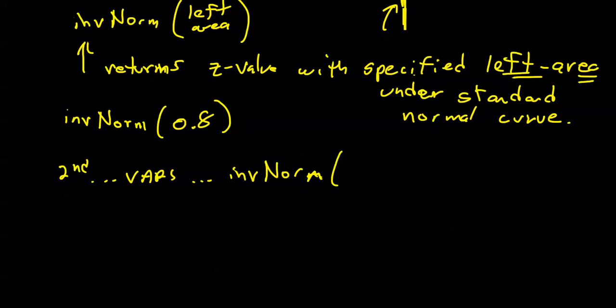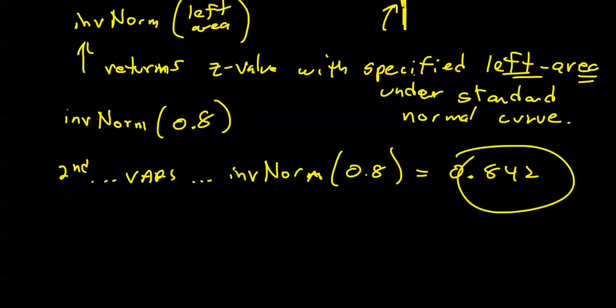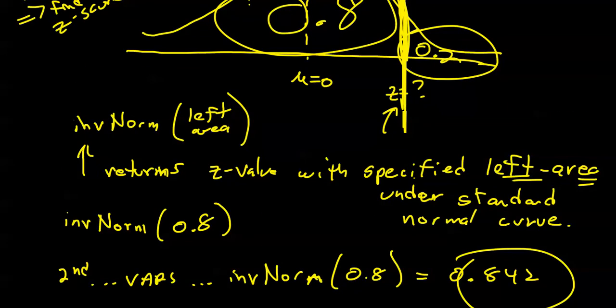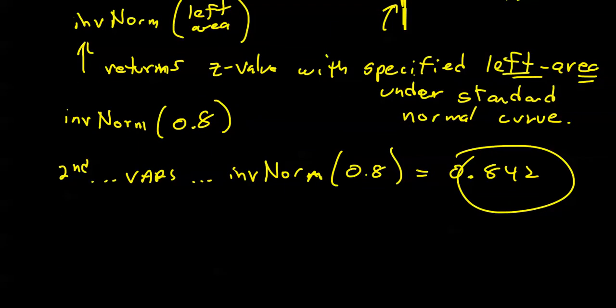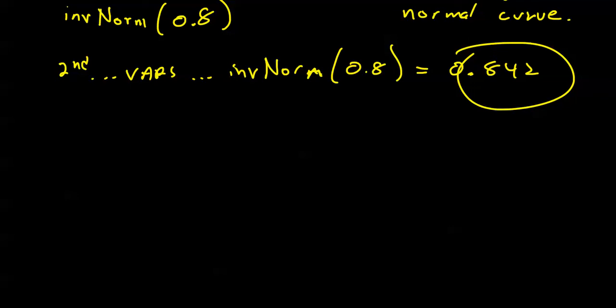Alright, so call up this command into your home screen. Plug in 0.8 for my area to the left, and I get 0.8416. I'll call it 0.842. So that tells me a z-value, a temperature reading of 0.842 will separate the bottom 80% from the top 20% of all thermometer readings in this experiment.